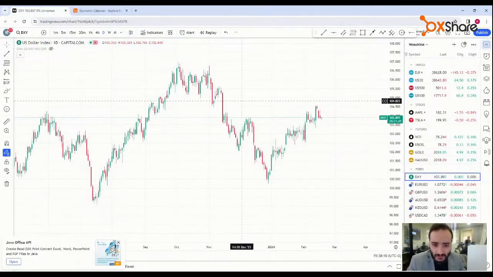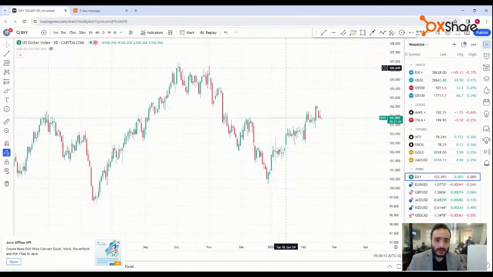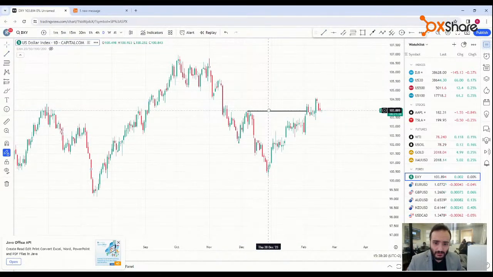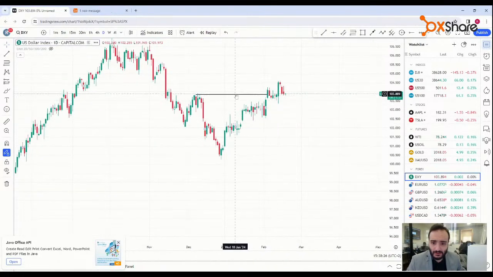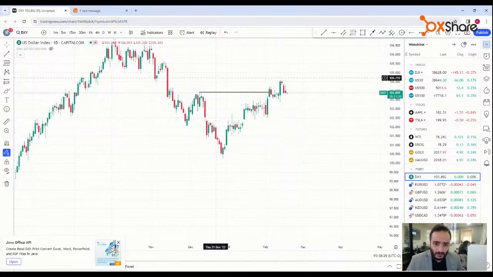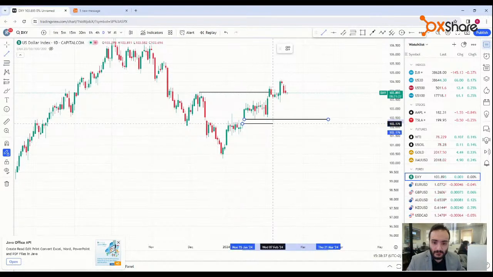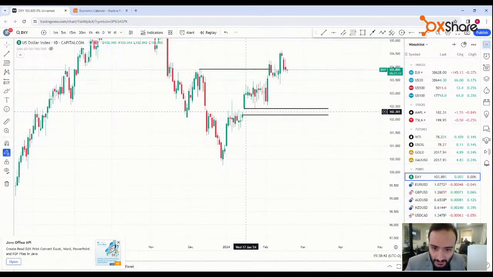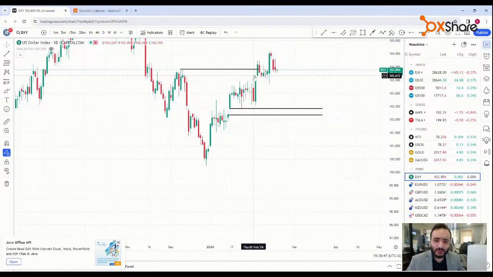As you can see here, we start off with the DXY on the daily time frame. We can see a market structure shift here. This high has been taken out, so we are creating higher highs on the DXY, the dollar index. Plus we have this volume imbalance. Some analysts call it a gap, but I prefer to call it a volume imbalance.